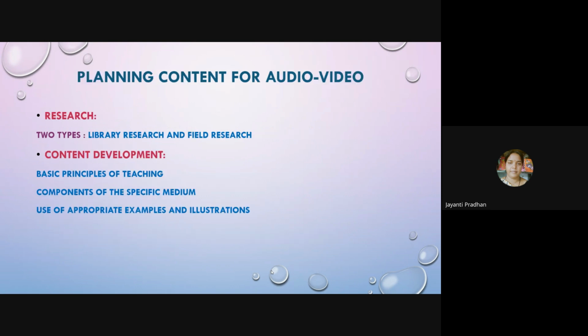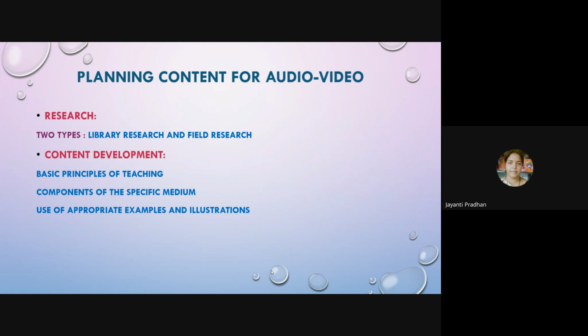Then planning content for audio video. Before planning content for audio video, first we have designed the instructional design, how to design the instructional practice or methodology. Now planning content for audio video.